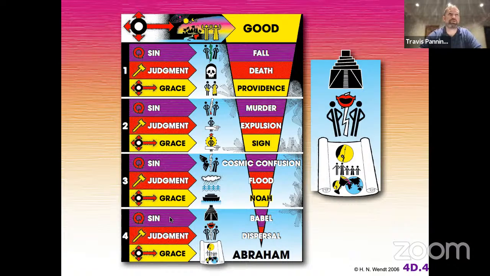In the Tower of Babel story, we have sin under the guise of arrogance, building a tower into the heavens. Judgment is God confusing their languages. But if the pattern holds true, what is grace in this case?